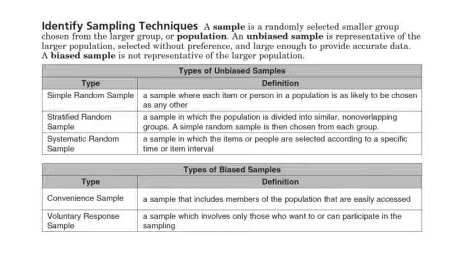There's also a systematic random sample. It's a sample in which items or people are selected according to a specific time or item interval. So I say, all right, give me the list of every high school student in your county, and then every 10th student I'm going to choose. That's a systematic random sample. So I just go from the list and I go 1, 2, 3, 4, 5, 6, or I guess I'm picking every 6th. 1, 2, 3, 4, 5, 6, pick that student. 1, 2, 3, 4, 5, 6, pick that student.